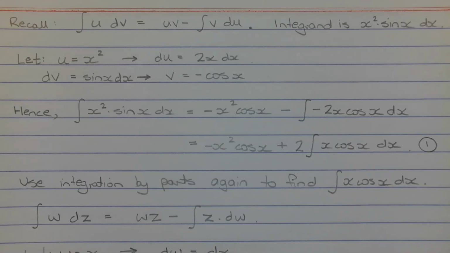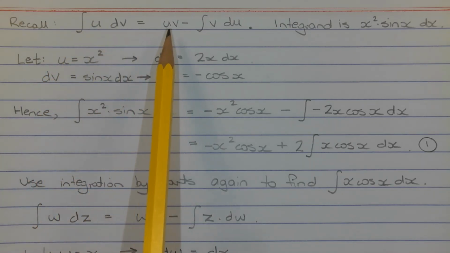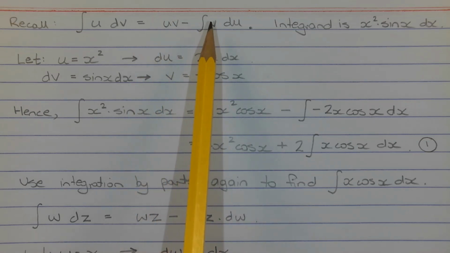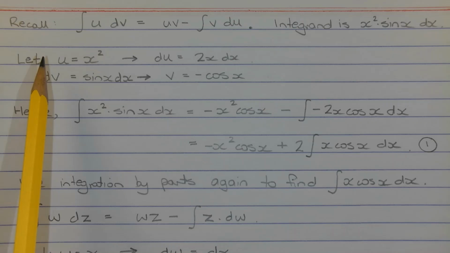Now recall the integration by parts formula. That is, the integral of u dv is equal to uv minus the integral of v du. Because we're focusing on the term involving x squared eventually becoming 1, we're going to let u equal x squared, because we want to differentiate that to reduce its power by 1.